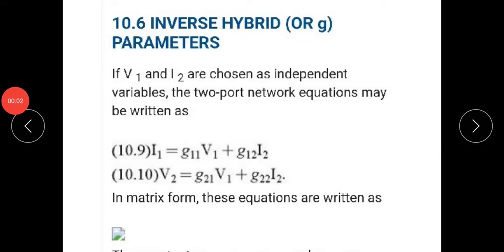Okay, now I would like to explain about inverse hybrid parameters or G parameters and cascaded connection of two-port networks. In the inverse hybrid parameter case, the independent variables are V1, I2 and I1, V2 are dependent variables. The two-port network equations of G parameters are I1 equals G11 V1 plus G12 I2, V2 equals G21 V1 plus G22 I2. Here G11, G12, G21 and G22 are called inverse hybrid parameters or G parameters.